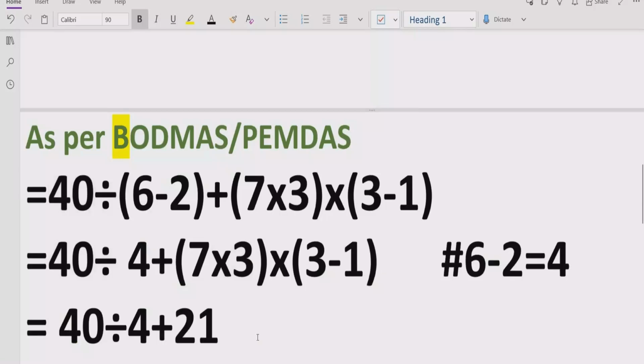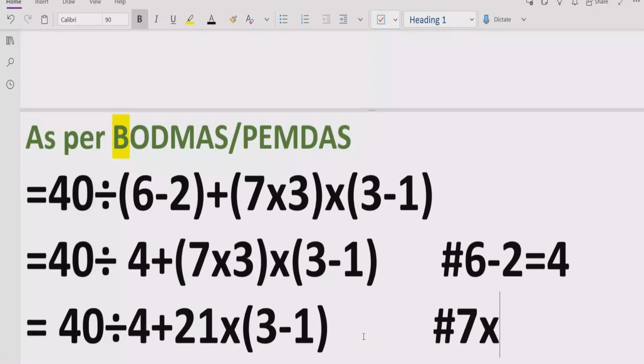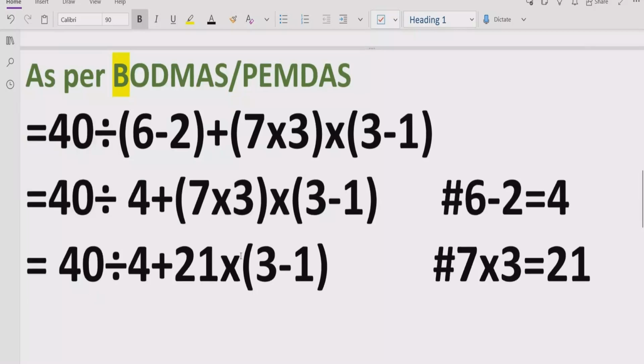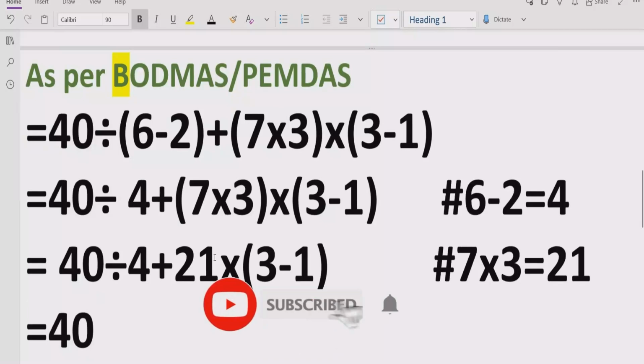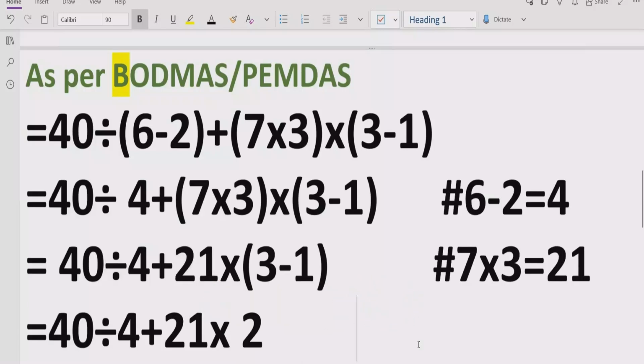And this part we will write as it is, because we will solve each bracket in one step. So this one is 21. Now we have to solve the last bracket, which is 3 minus 1. So we will solve this one, which equals 2. And here we will give the reference, like 3 minus 1 equals 2.